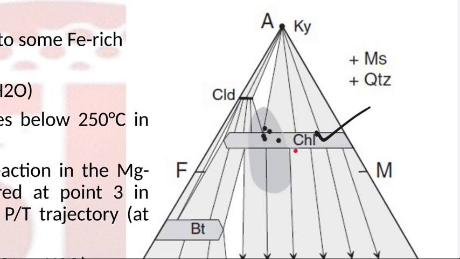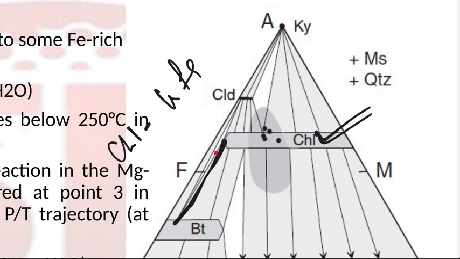Okay, so this chlorite reacts with potash feldspar. So potash feldspar is basically not here. So chlorite is connected to this biotite. Okay, that means the chlorite reaction gave the biotite. Okay, this is chloritoid.